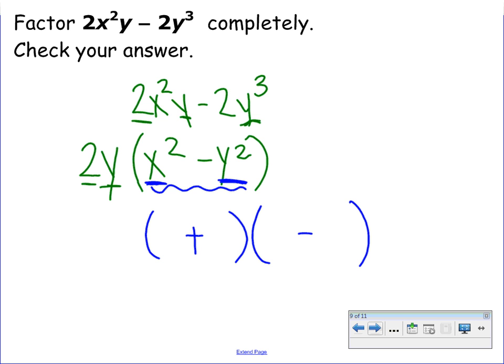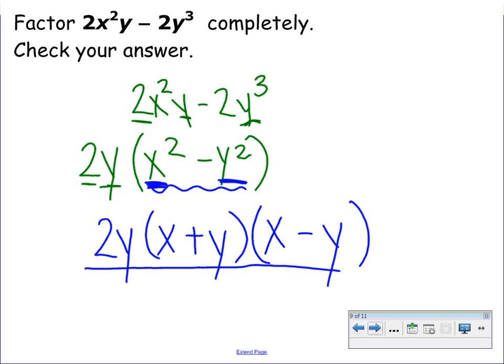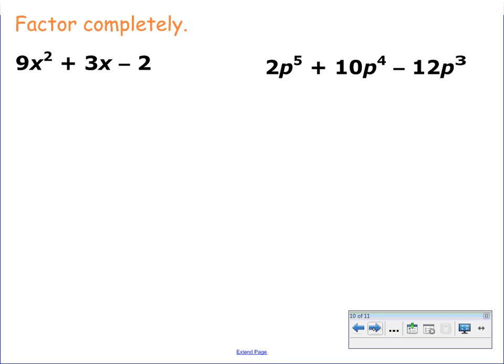What times what gives me this x squared? Well, that would have to be an x times an x. Okay, and then I want to think, what's going to give me this y squared? That would be a y and a y. Put my greatest common factor at the beginning, and we're finished. Because I look at my answer, I see that nothing else can be simplified. That's as simple as it gets. So we're finished.